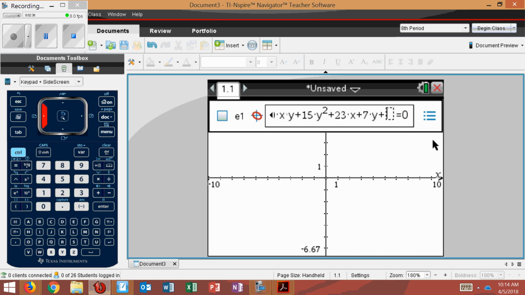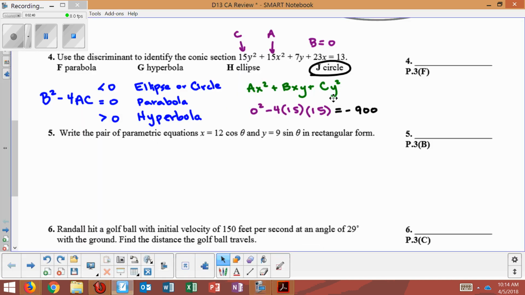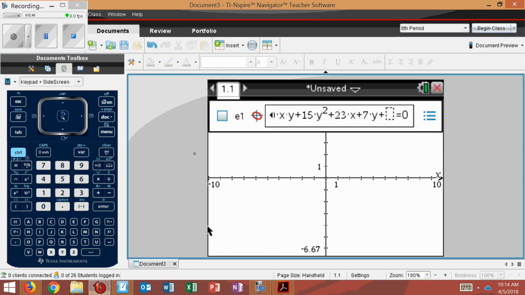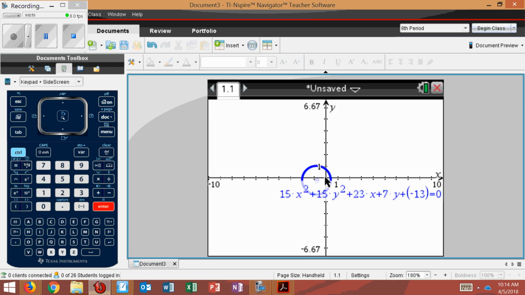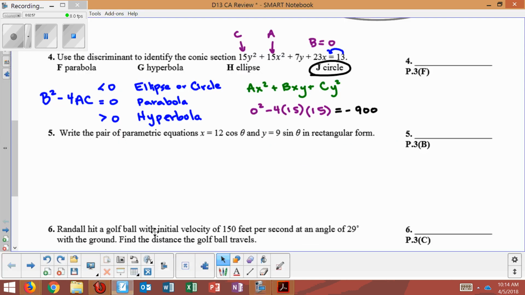And now they set their equation equal to 0. This is not equal to 0. We would actually move the 13 over here. So I'm going to take this 13, move it over, which makes it negative 13. So I'll come back over here. I'm going to type in negative 13. So when I hit enter, it graphs it, and we can see, in fact, that it is a circle. So we did do it correctly.